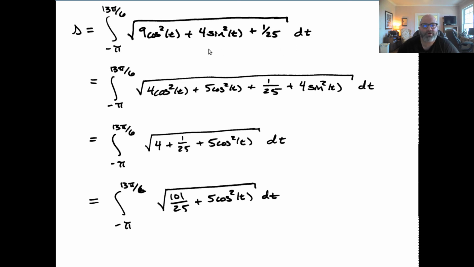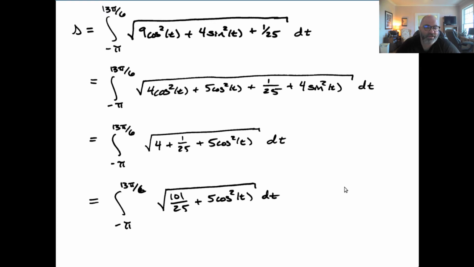To simplify that, we take our 9 cosine squared and split it apart into a 4 cosine squared and a 5 cosine squared, so that we can combine our 4 cosine squared with our 4 sine squared to give us a 4. We have our 1 over 25 left over, plus 5 cosine squared underneath the radical, dt. So we combine the 4 and the 1 over 25 to get 1 over 25 plus 4, plus 5 cosine squared.